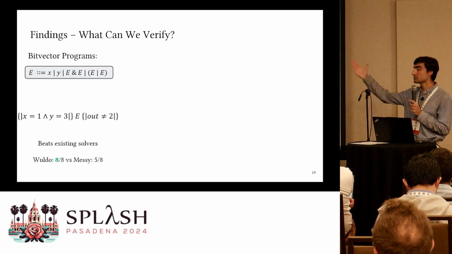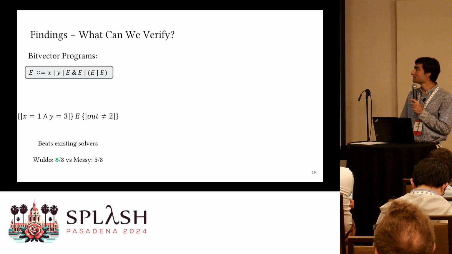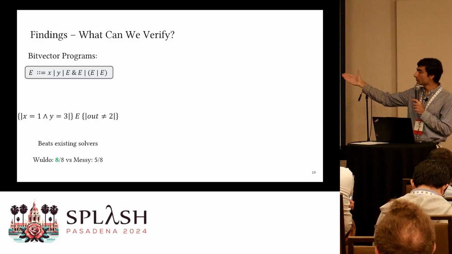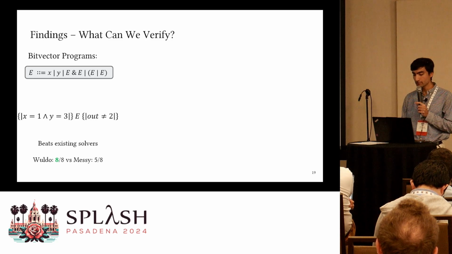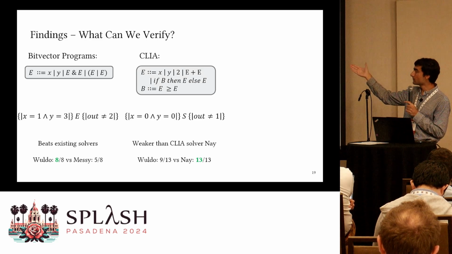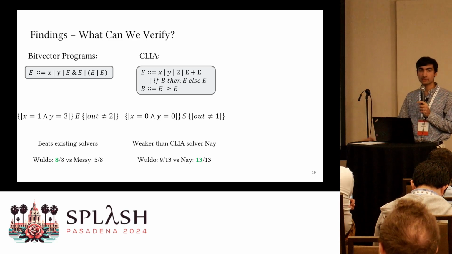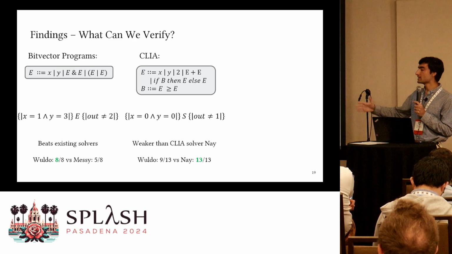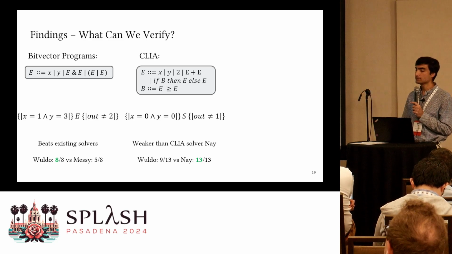So of course, we can prove our running example. Wouldn't be much of a talk if we couldn't. So for bit vector programs with finite sets of examples, we beat existing solvers. We can also prove sets of CLIA programs, or CLIA expressions, I should say, for finite sets of examples. And here, actually, we're a little weaker than the domain-specific solver, but we don't feel too bad about that because Nagy is really optimized for exactly and only this sort of problem.